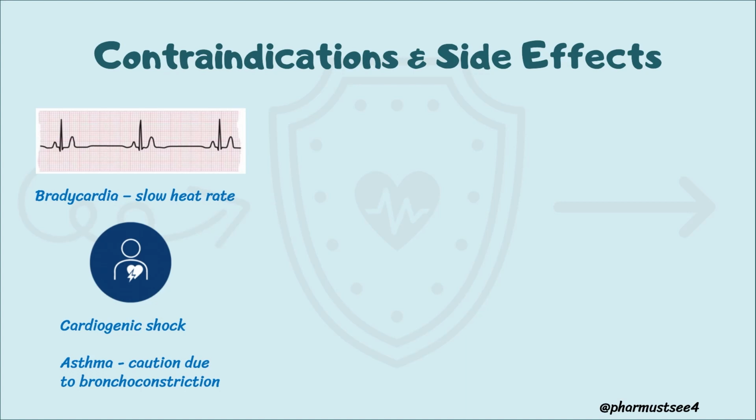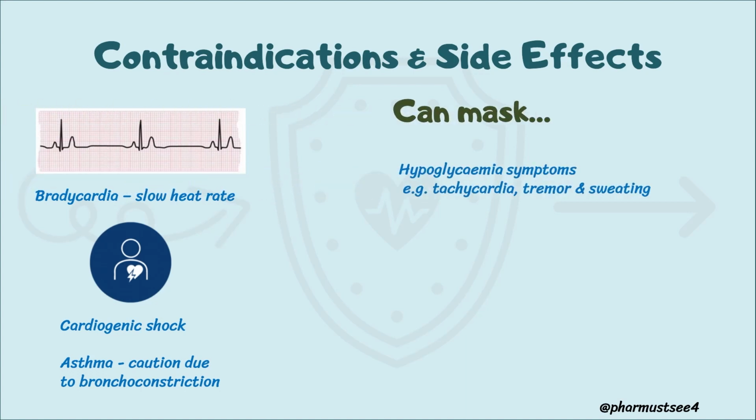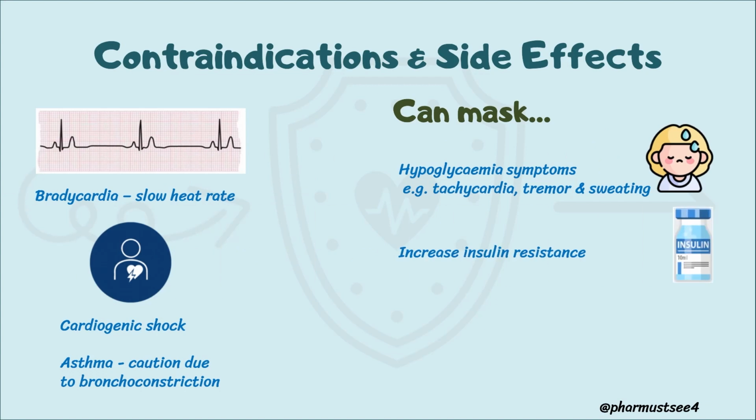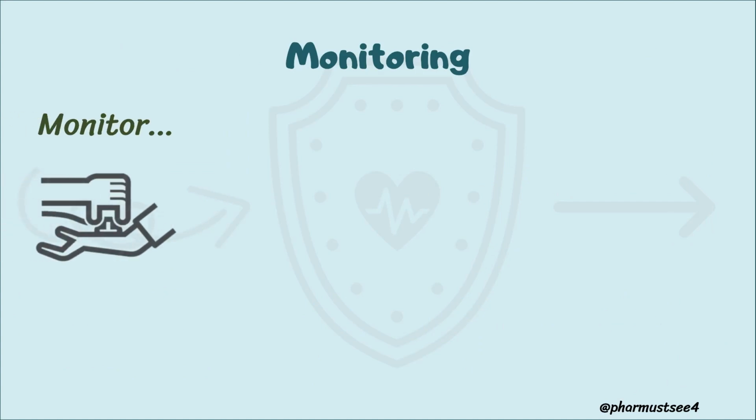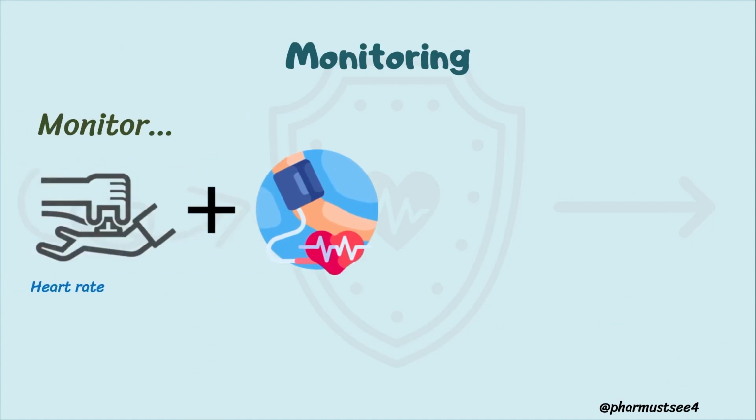The side effects of beta blockers are that they can mask hypoglycemia symptoms, low blood sugar levels, because the symptoms of low blood sugar levels would be tachycardia, a fast heart rate, and tremors. Beta blockers can also increase insulin resistance and lead to peripheral vasoconstriction, often causing cold fingertips. When prescribing beta blockers, it's crucial to monitor the patient's pulse and their blood pressure regularly to ensure their well-being.